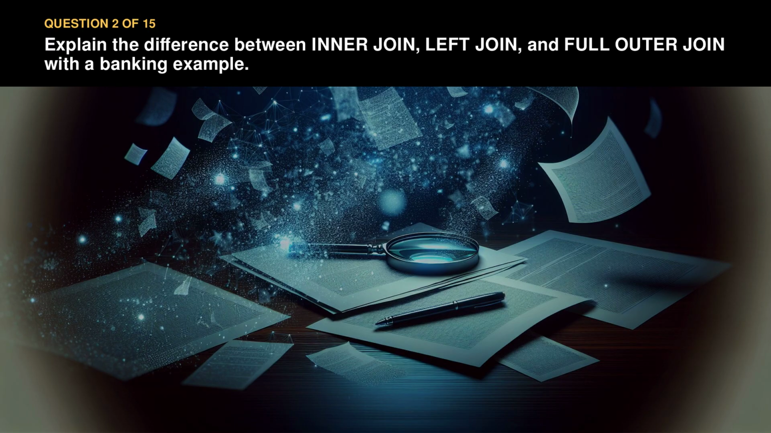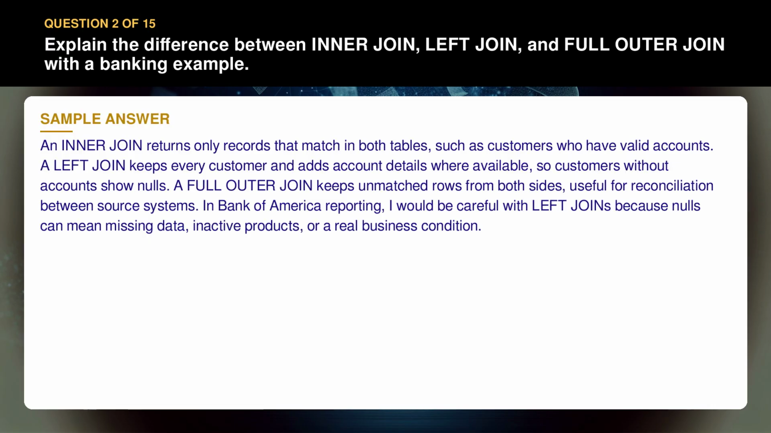Question 2. An inner join returns only records that match in both tables, such as customers who have valid accounts. A left join keeps every customer and adds account details where available, so customers without accounts show nulls. A full outer join keeps unmatched rows from both sides, useful for reconciliation between source systems. In Bank of America reporting, I would be careful with left joins because nulls can mean missing data, inactive products, or a real business condition.